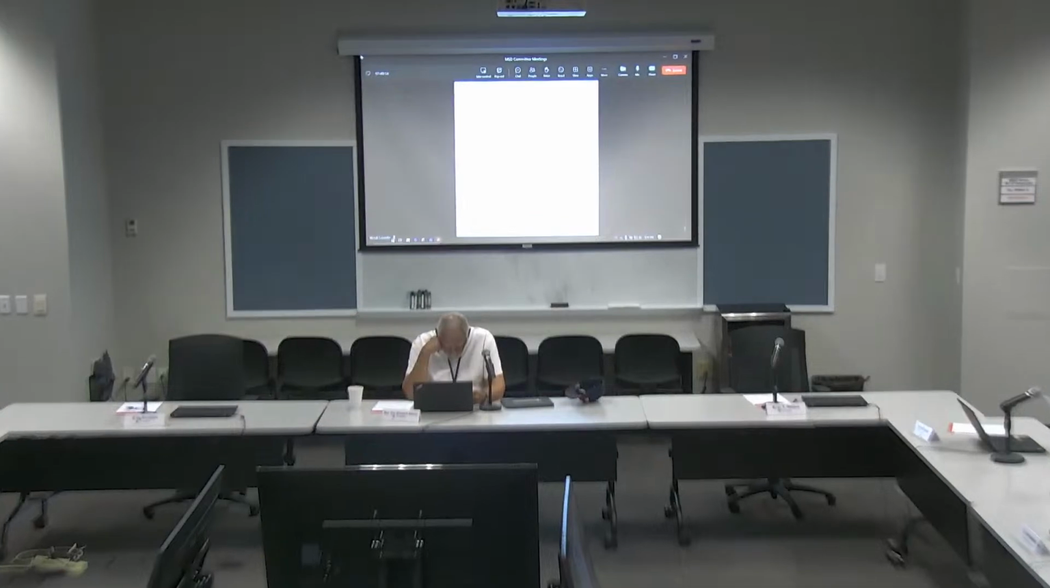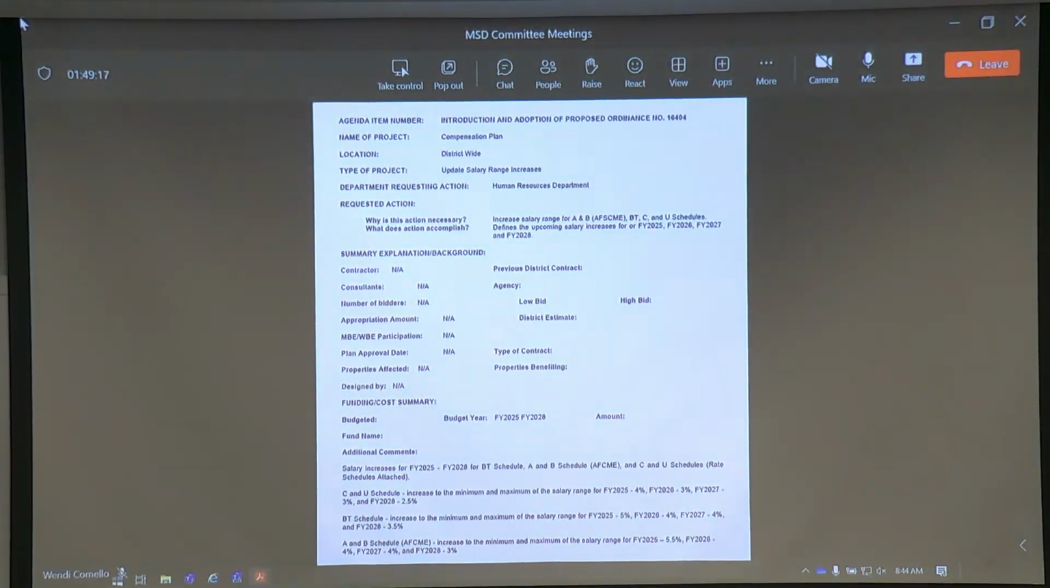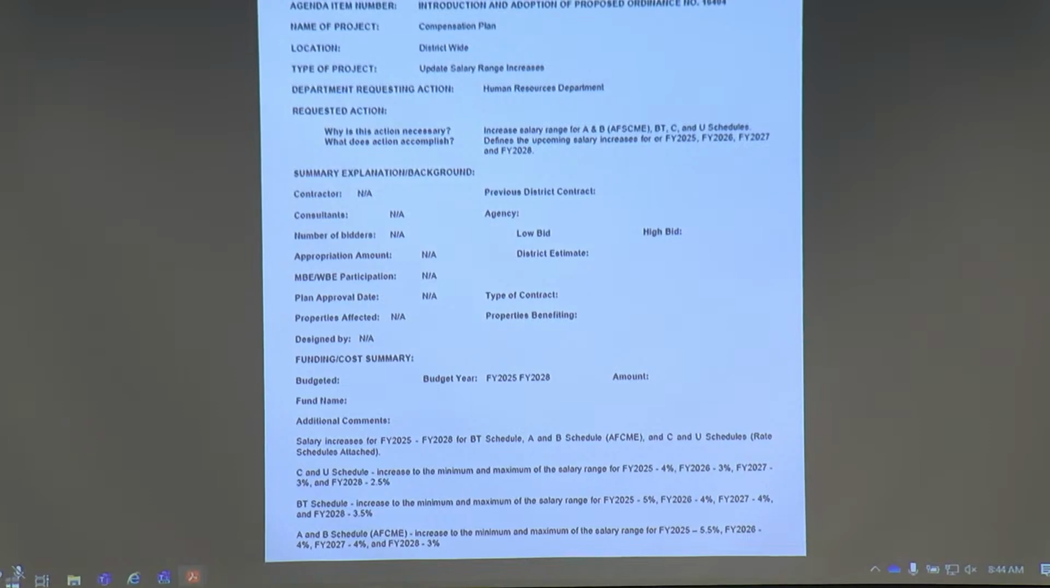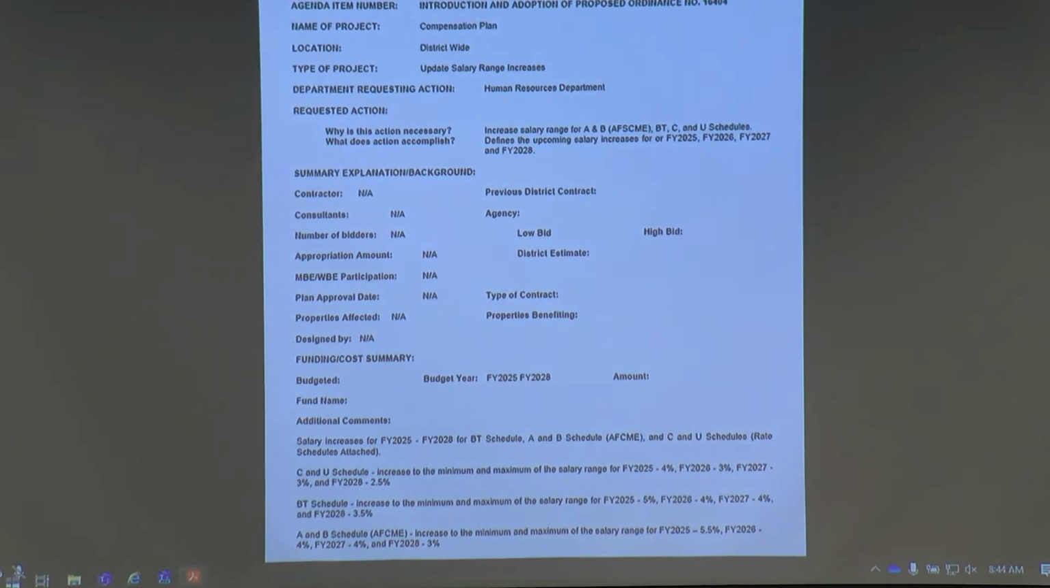I'm here to speak to the introduction and adoption of ordinance number 16404. This will adjust our compensation plan and detail salary increases for a number of our employees. It doesn't cover everyone right now. Currently, we have 3 bargaining units. We've been negotiating with them since December. We've come to agreement with 2 out of the 3, and they have ratified their contracts. I will walk through their salary increases, and I'm also going to cover the increases for the C and U schedule employees.